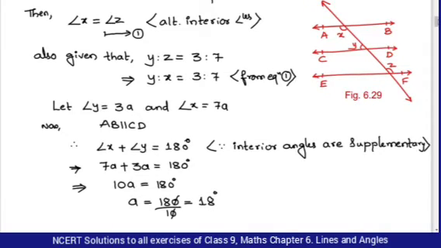So we got A value, then find out angle X. Hence X is equal to 7A, that is 7 into 18 is equal to 126 degrees. So angle X, we got it as 126 degrees.